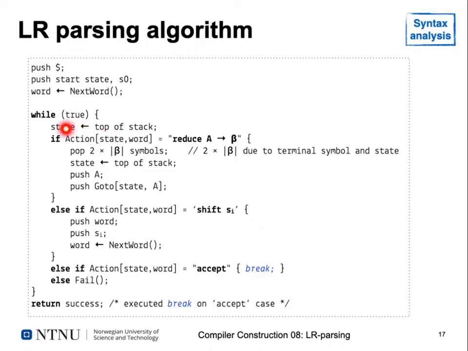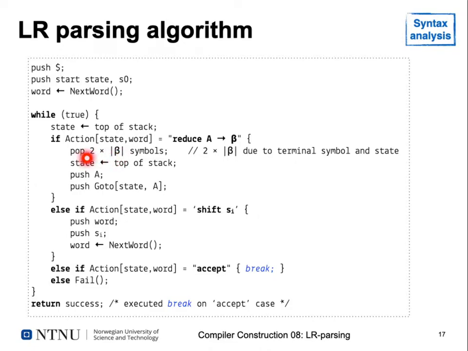So what it does is first it takes a look at the top of our stack and copies this into state, and then checks if there is an action with the current state on the top of the stack and the next word that we've just read here initially. If some of this action is an R action, so a reduce action that reduces a non-terminal symbol alpha to some production beta, then we'll pop the production from our stack.